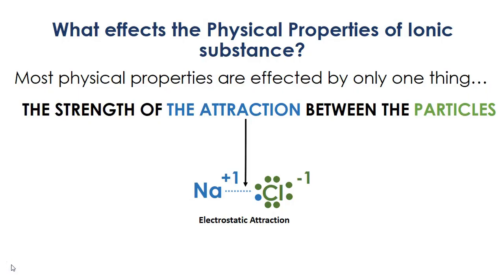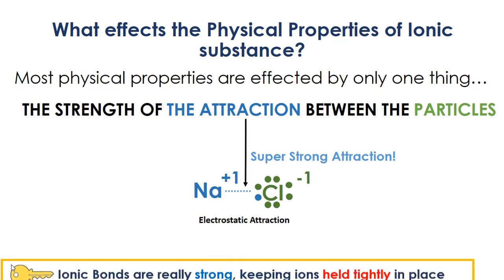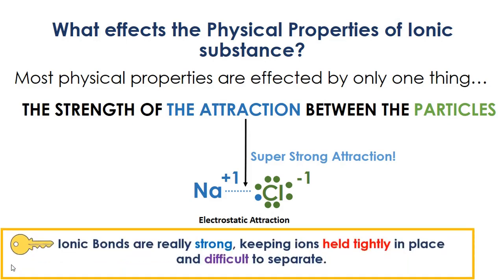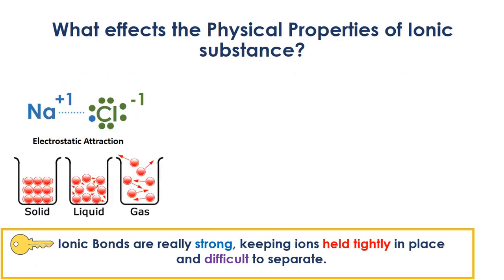I know that we talked about how most physical properties are only affected by one thing, and that's the strength of the attraction between the particles, which is that ionic bond. And the good thing to remember is that the ionic bond is super strong. It's very strong, and it's really hard to break away these two ions. So that is our next key idea. These ionic bonds are really strong, and because they're so strong, they keep the ions very tightly in place together, and it's very difficult to separate them.